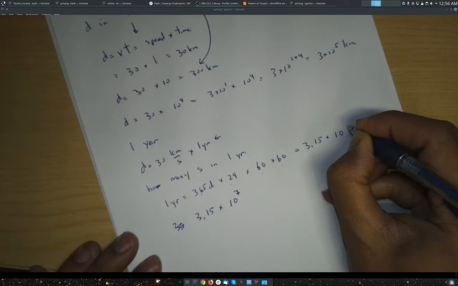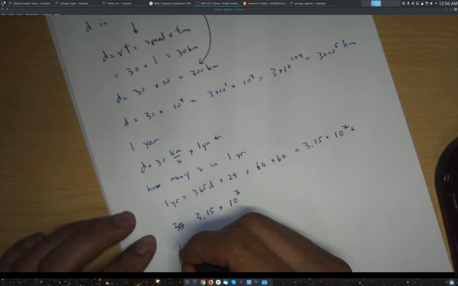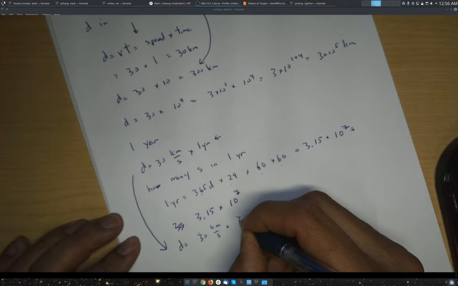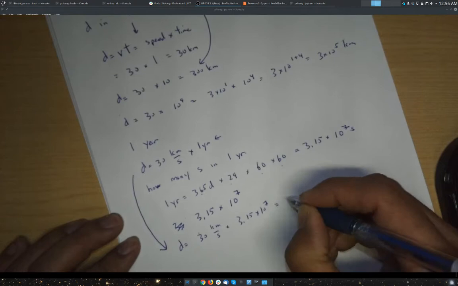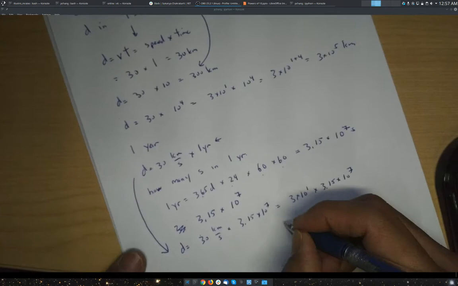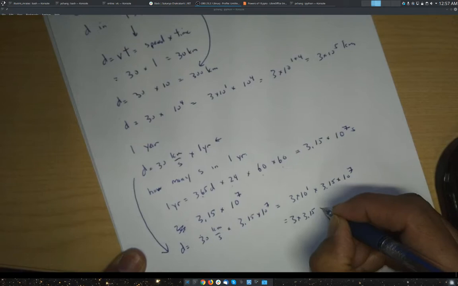And so we can use this to do the calculation. D is equal to, from above, 30 kilometers per second times 3.15 times 10 to the 7. Beautiful now. So now we use this 3 times 10 to the 1 times 3.15 times 10 to the 7. Multiply the numbers together. This is 3 times 3.15 times 10 to the 1 times 10 to the 7.